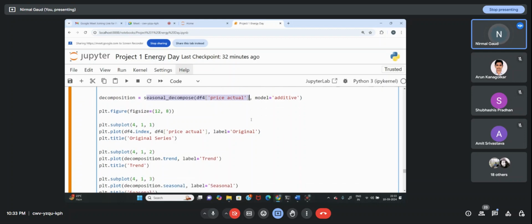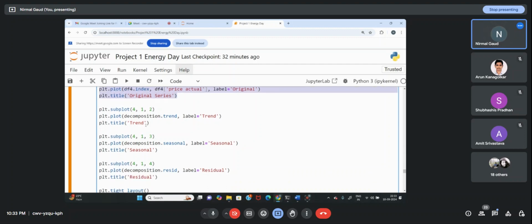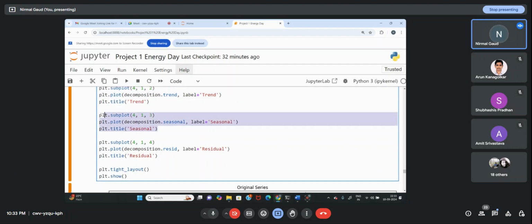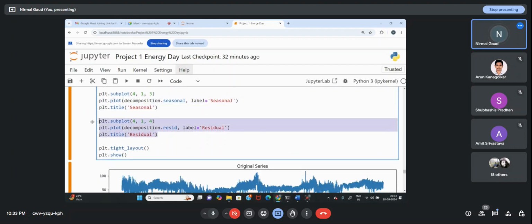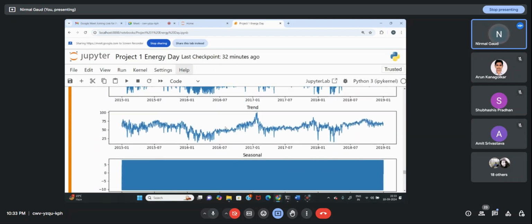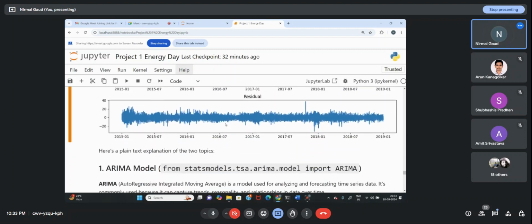Okay, all I want to check. So here I made the plots. This is the original data. Here I decompose it in the form of a trend, seasonal, and residual. Okay, so this is original, this is the trend, this is seasonal, and this is residual. That's what I did.